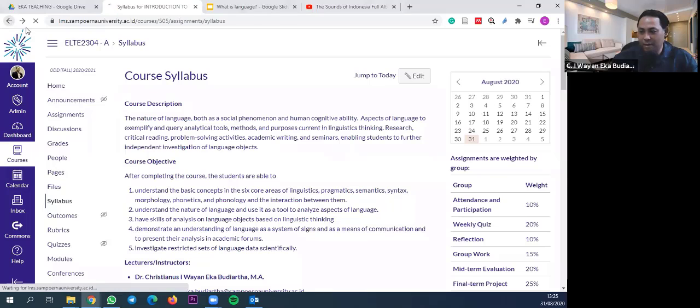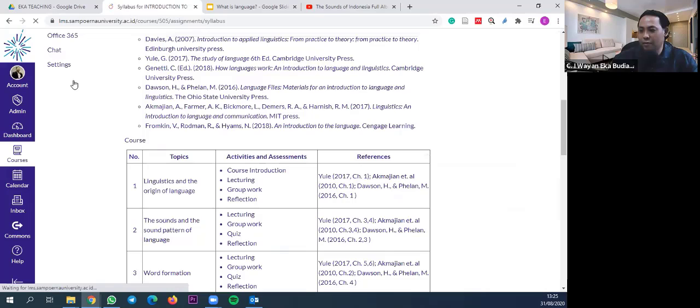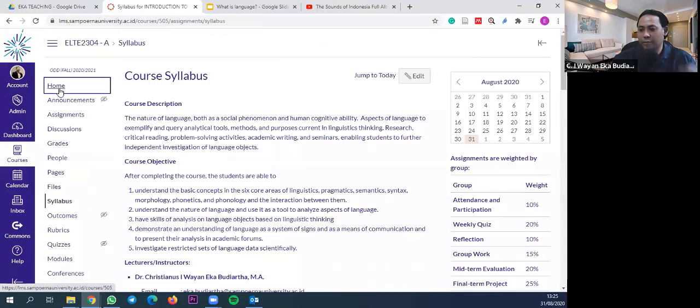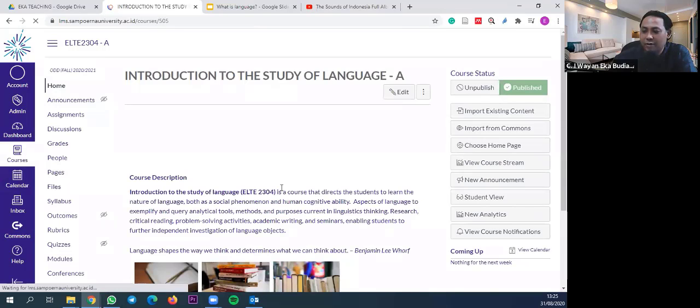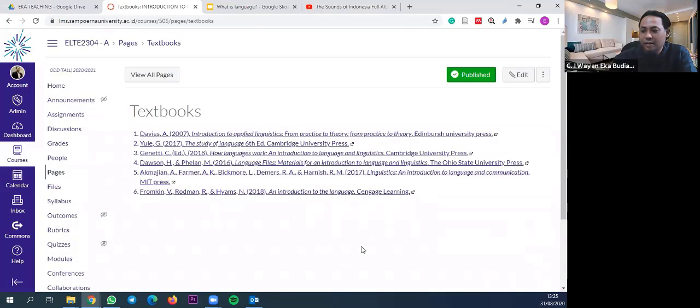Okay, let me go to the next one. The next information that you can see is the textbook, as I told you. I provided the link already. So if you click on this, it will direct you to the PDF of the book.